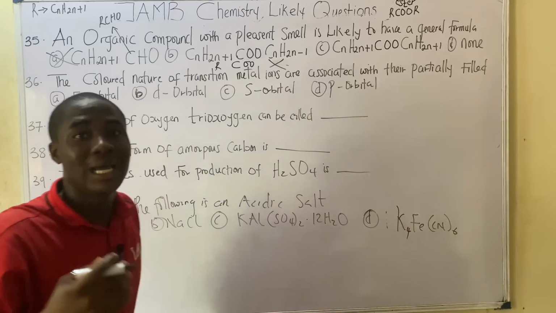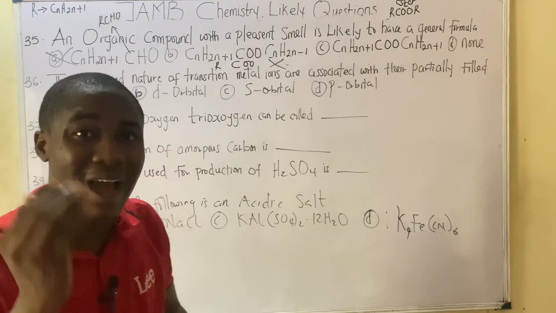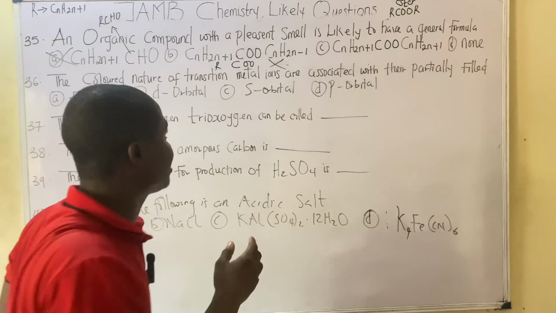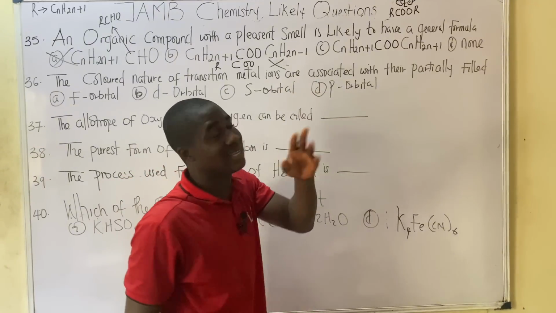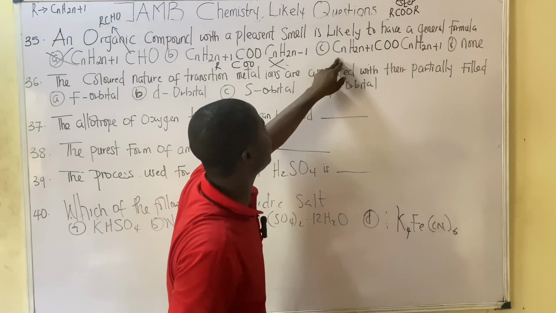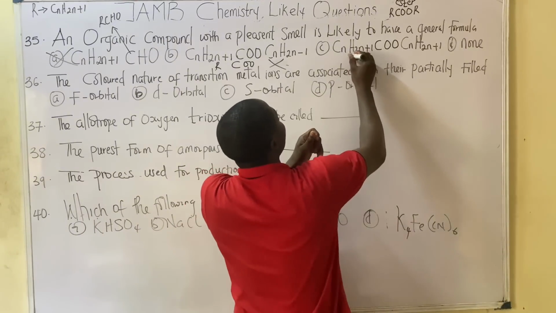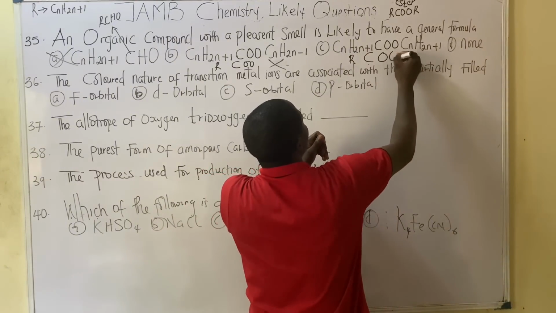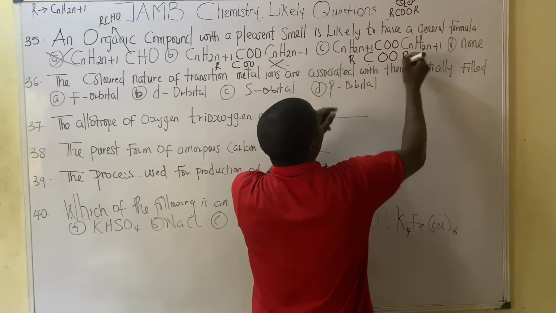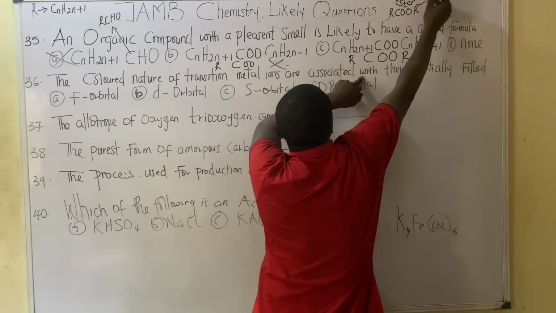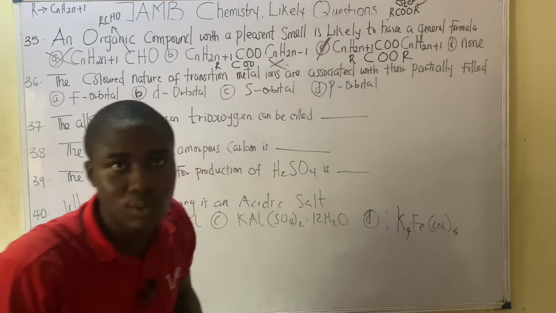You can see how tricky JAMB questions are. They are very, very tricky, so you have to be very careful to get the answer. Option C will definitely be the answer, because option D is none. Option C is CnH2n+1, which is RO already. And here is C, here is O, here is O, CnH2n+1 as well, that's RO. So RCOOR, that's ester. So the compound here is option C, which is esters.